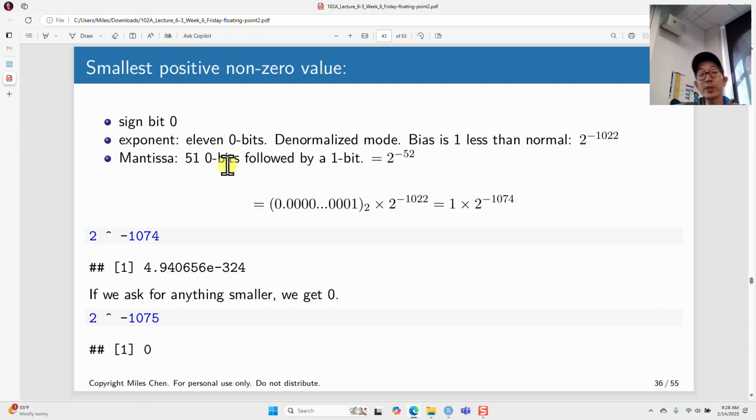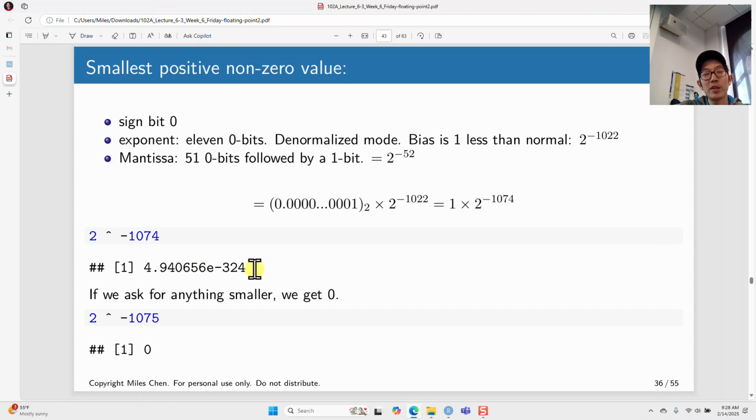I've got 52 bits, 51 zeros followed by 1. So that's basically going to be 2 to the negative 52. So I've just got 0.0000 and then a 1 all the way at the end. So that's going to be times 2 to the negative 1022. So that's 2 to the negative 1074. And I can represent that on the computer. If you type in 2 to the negative 1074, it will say that's 4.9 times 10 to the minus 324.